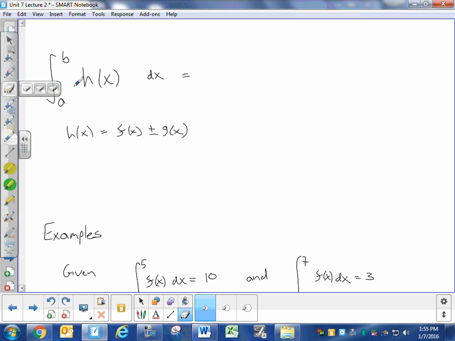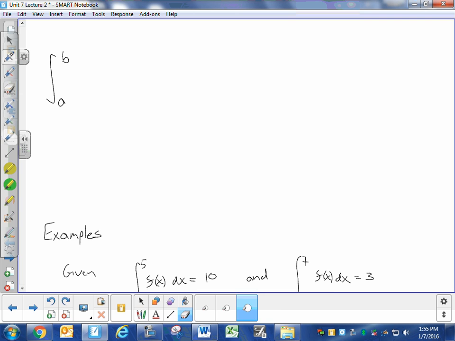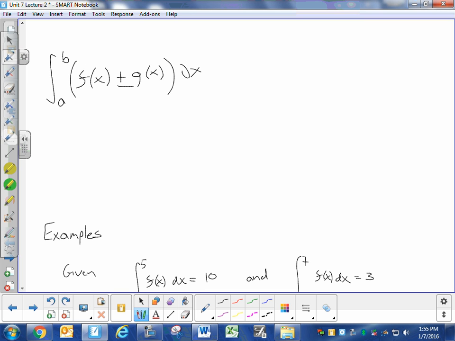Next one, if I have a composition or a summation of two or more functions, let's say the integral from a to b of f of x plus or minus g of x, all in parentheses, multiplied by dx. We'll find in the future that the parentheses won't always be there. We'll just assume that they're there. They should be there because we have heights times width, an infinite sum of heights times that consistent width.